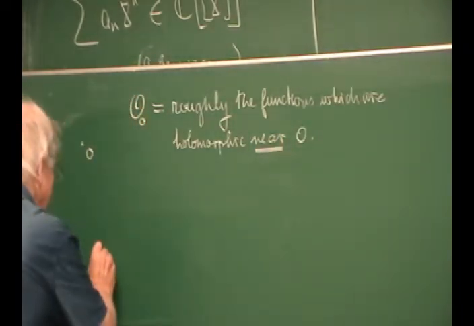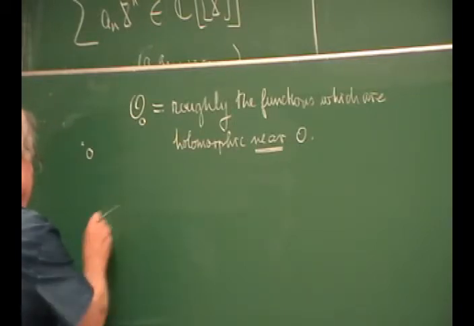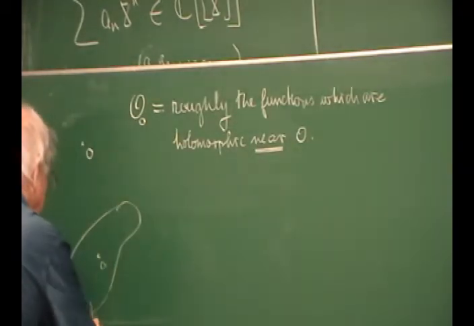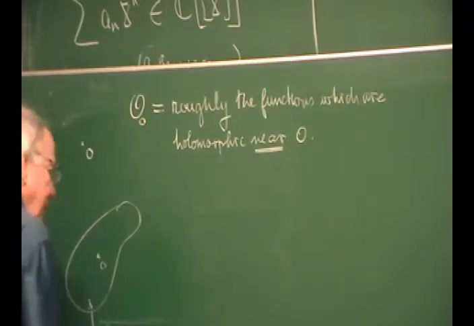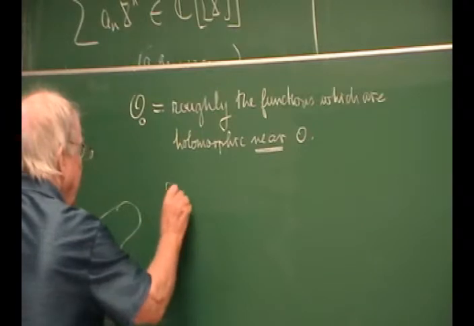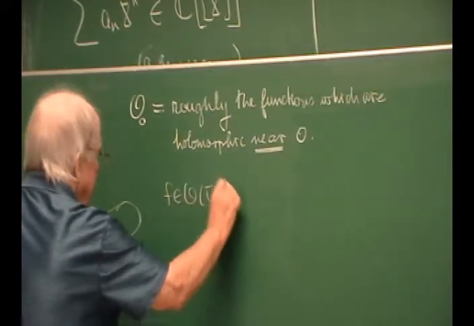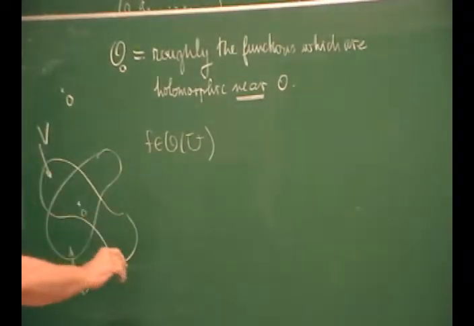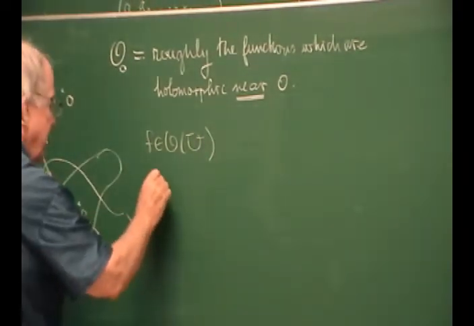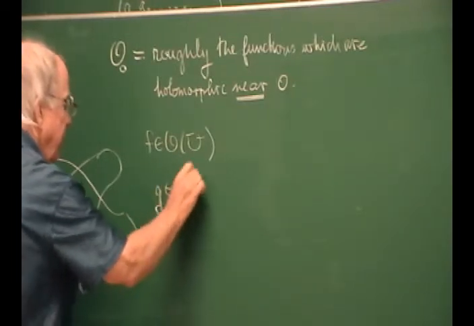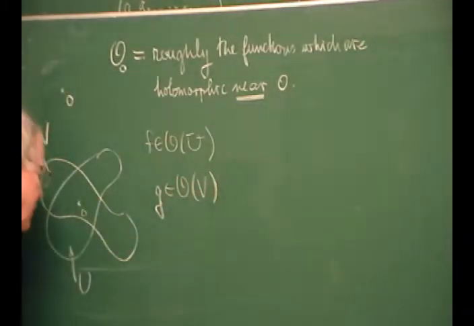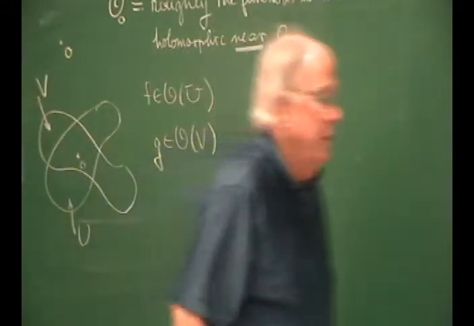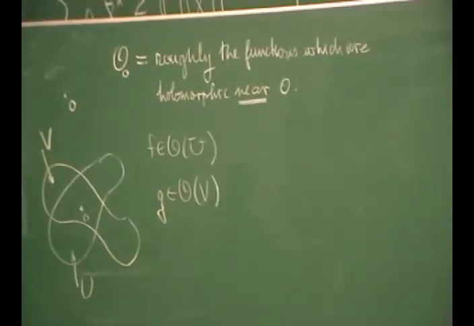So here is 0. And you have some holomorphic function on U. So here's a set U, and you have F holomorphic on U. And that's certainly near 0. And then you have another set here, V, and you have another function here, say G holomorphic on V. Now, those are two different functions because they have two different domains of definition.